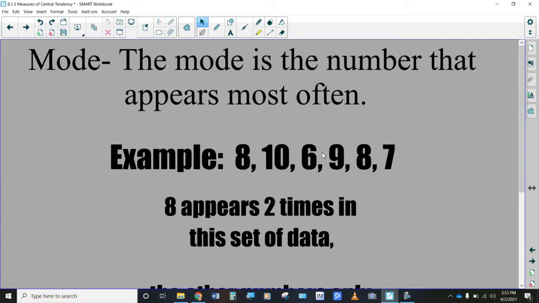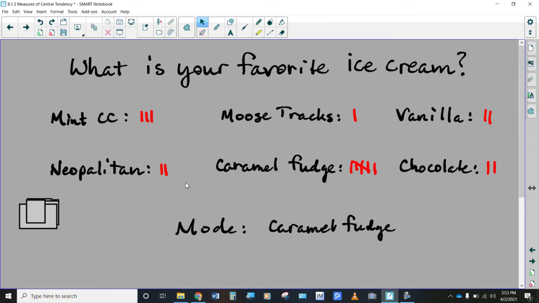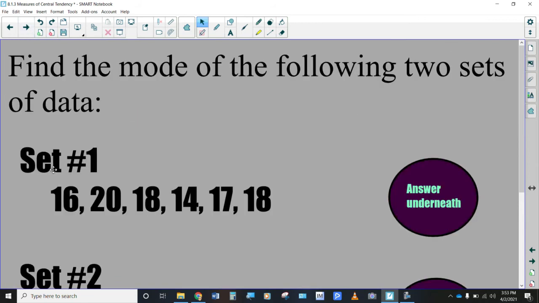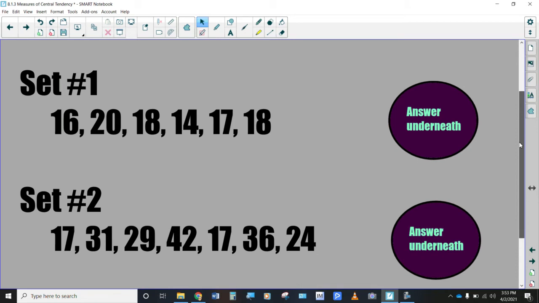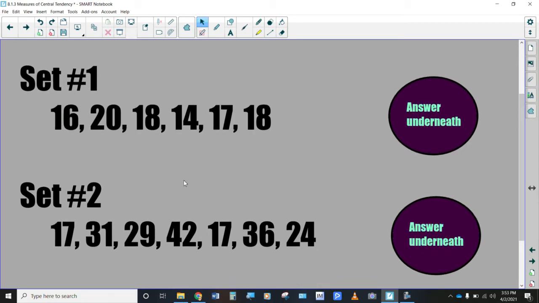But really, if we're going to find averages for numerical data, it's generally going to be median or mean. We can't find the median or the mean for categorical data, so we would have to use the mode for this situation. But that being said, we'll just go ahead and find the mode for these sets of data. So go ahead, copy them down, and identify which number occurs the most for each one of these sets.